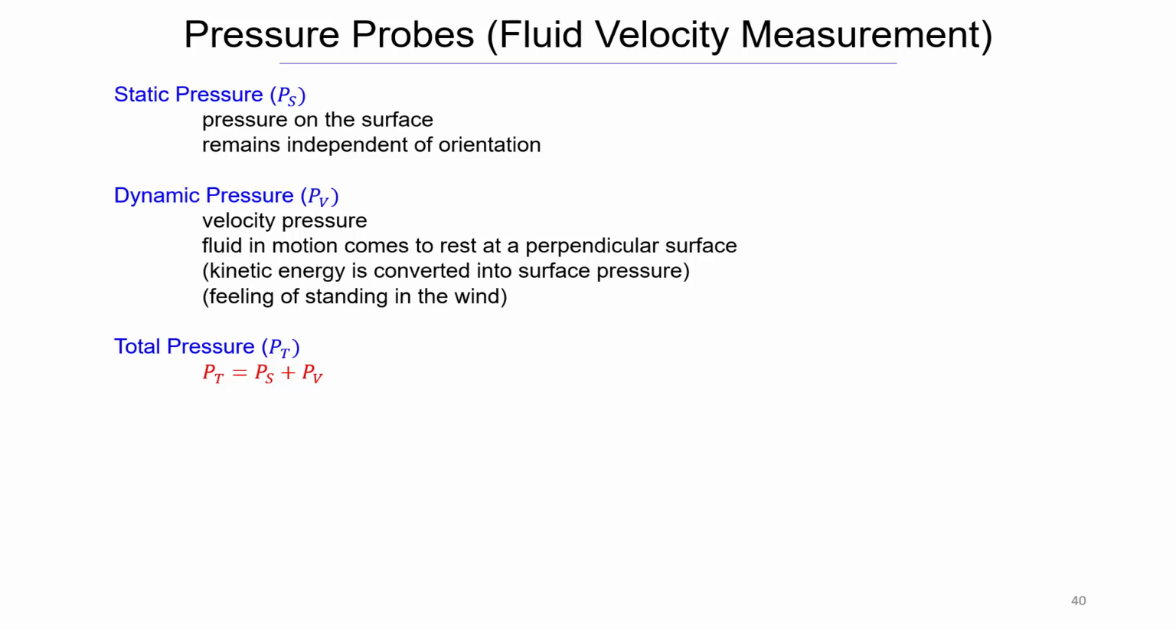The next one is dynamic pressure. This one, P with subscript V, also might be called the velocity pressure. And this comes from fluid in motion coming to rest at a perpendicular surface. It's like the feeling of standing in the wind. It'd be that pressure that you feel from the wind blowing in your face. That kinetic energy is converted into surface pressure. And then total pressure, P with subscript T, is going to be the sum of these two.